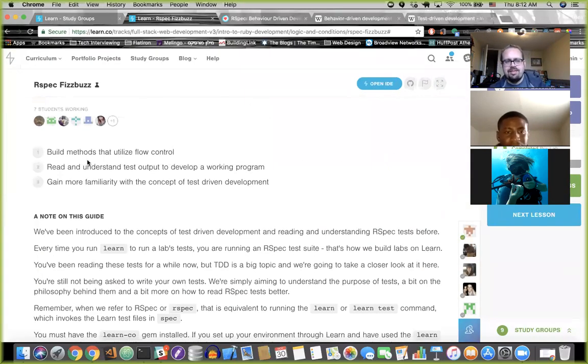So in this lab, we're going to build methods that utilize flow control. We're going to read and understand test output, which is so critical to developing a working program. And we're going to gain more familiarity with the concept of TDD. Maybe we've done a little bit of this, and we're going to do one and two together.